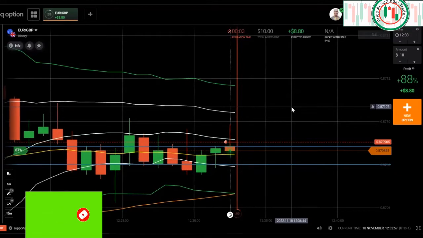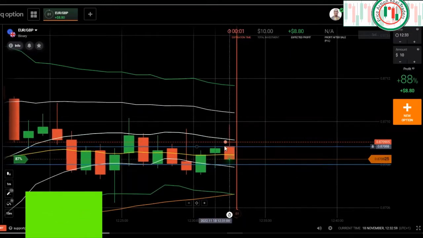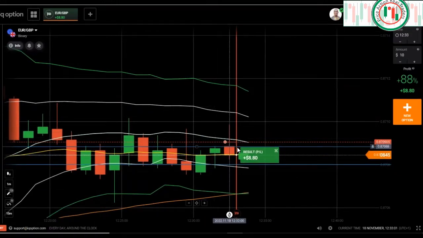Today I'm going to show you how to identify engulfing zone in consolidation area. So this is part 8 on how to identify engulfing zone in consolidation area. So you can see here, this is the consolidation area.